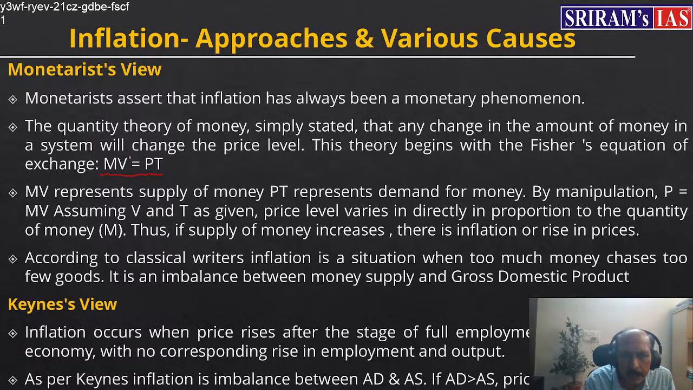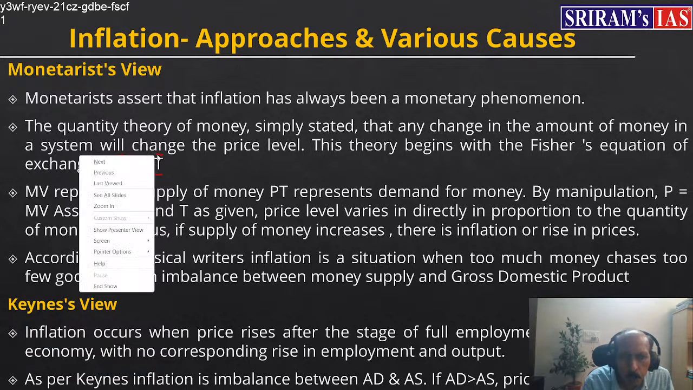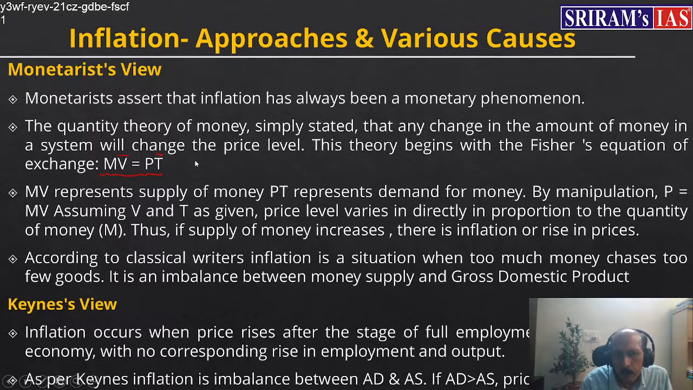And they say that in the short run, V, the velocity of money, is constant. The level of income is constant because we are already at full employment level. And if V and T are constant, then an increase in M will only lead to an increase in P. This is what this theory says.